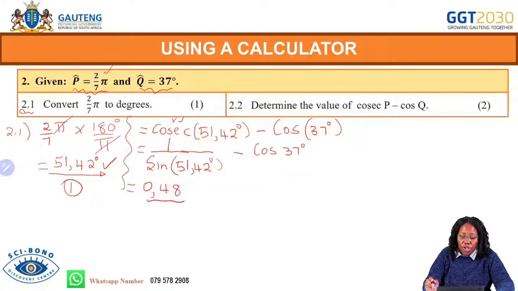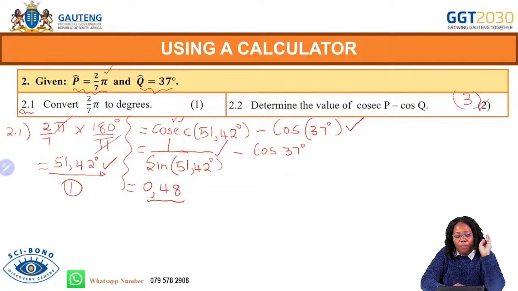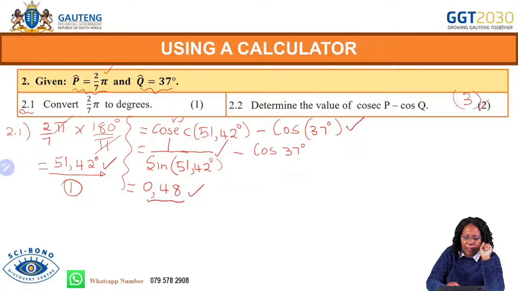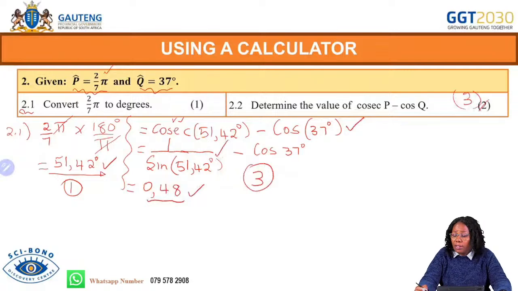The mark allocation is 2 marks. I also think this is unfair. It must be worth 3 marks. 1 mark is for substitution, yes. The second mark must be for being able to change a cosec into its reciprocal. And the last mark for the final answer. So now, fair enough, this problem is worth 3 marks, grade 12. Moving on, I hope you got that 4 marks.